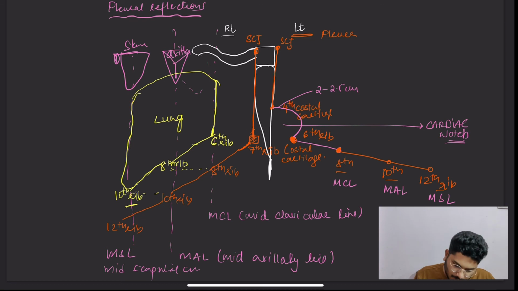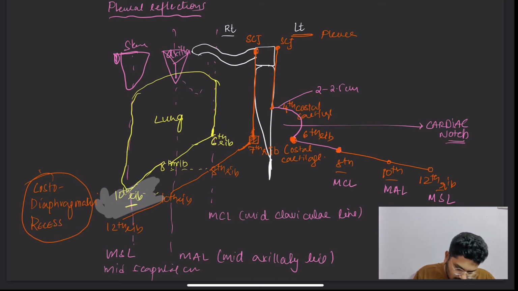And one other important point: this space is called the costodiaphragmatic recess. A recess is a space. What is the importance of this costodiaphragmatic recess? It provides space for the lungs to expand during inspiration. This is the importance of the costodiaphragmatic recess.